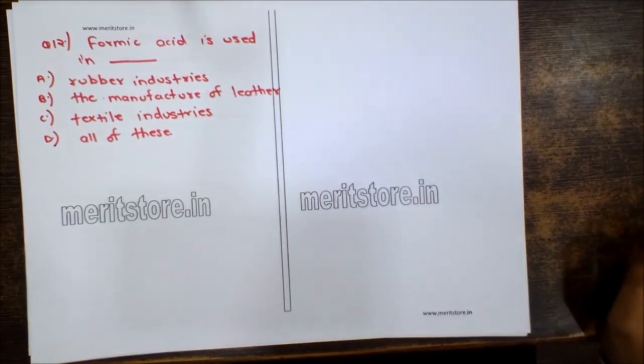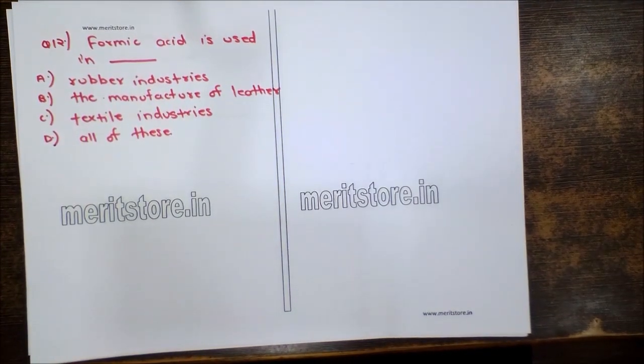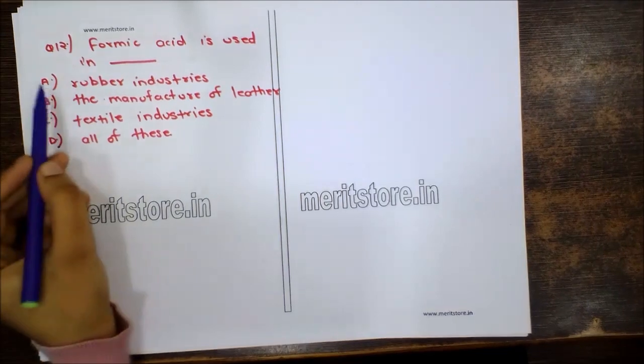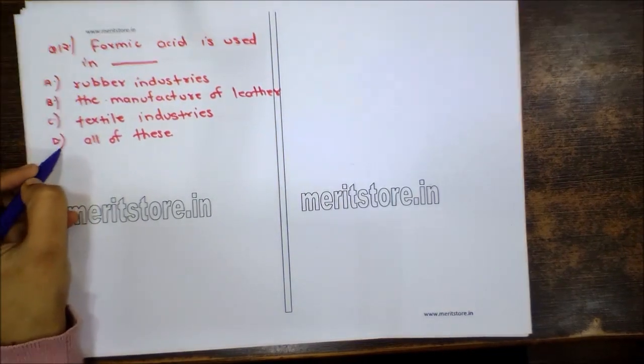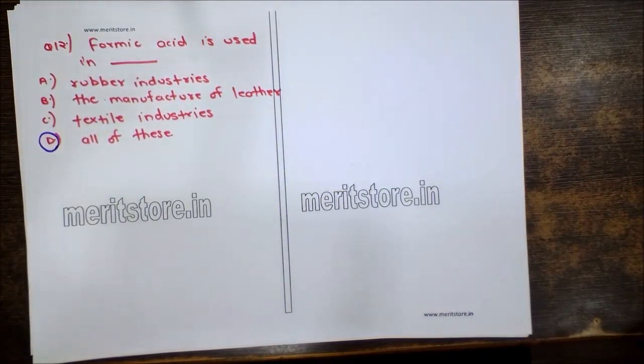Question 12. Formic acid is used in A. Rubber industries, B. Manufacture of leather, C. Textile industries, D. All of these. If you see the uses of formic acid, it is used in all A, B and C. Therefore option D, all of these, is my correct answer.